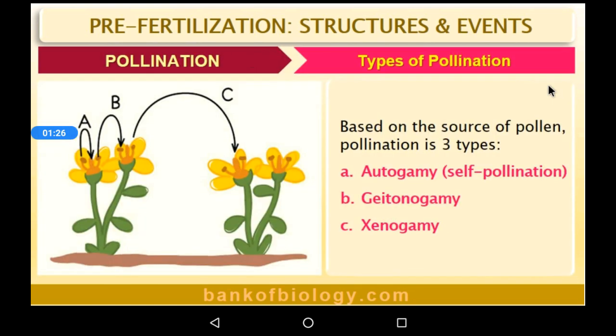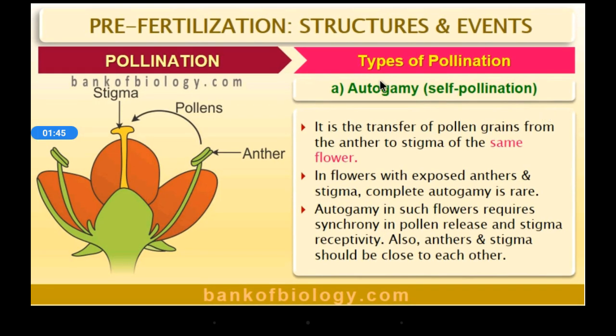Now, based on the source of pollen, pollination is of three types. One is autogamy, second is geitonogamy, and third is xenogamy. We need to study these in detail. First we will discuss autogamy. Autogamy means self-pollination. It is the transfer of pollen grains from anther to stigma of the same flower.